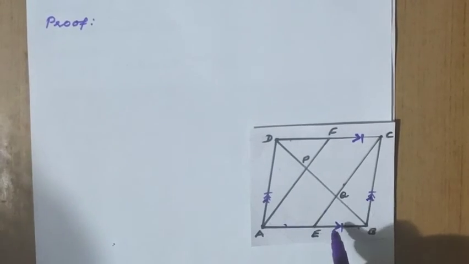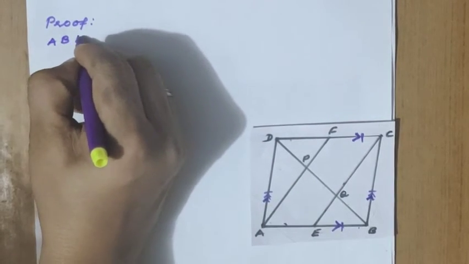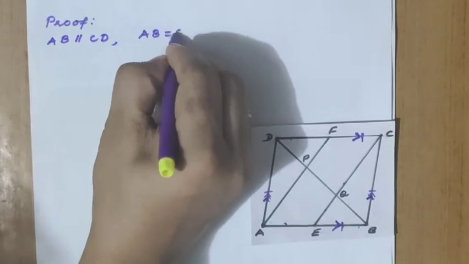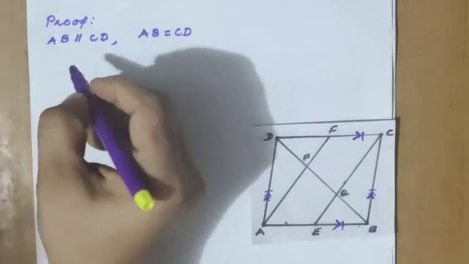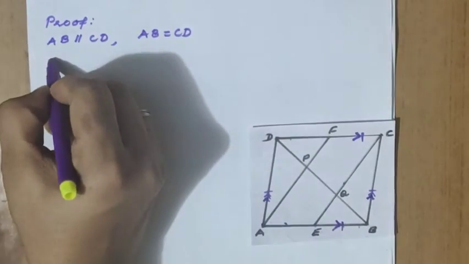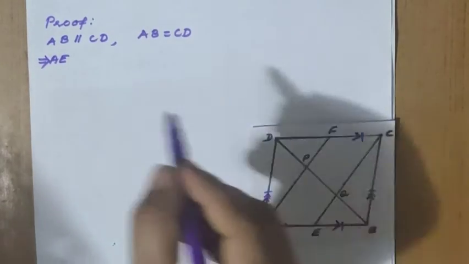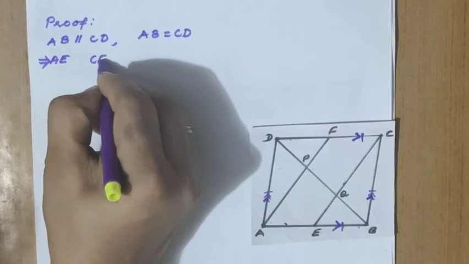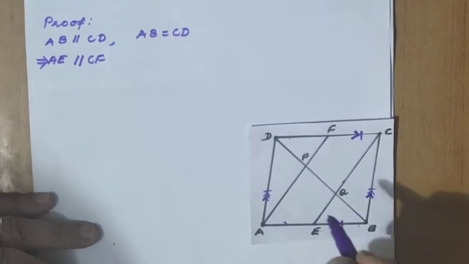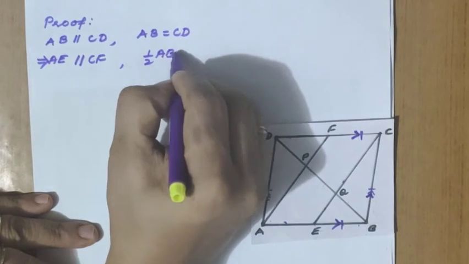So first step is that ABCD is a parallelogram, means we can write that AB parallel to CD, right? And AB equals CD. What is the reason? Opposite sides of the parallelogram. If AB parallel to CD, then the part of AB is AE. Then part of DC, we want to take it as CF. So CF only I am taking, AE parallel to CF. Next, AB equals CD. Then half of AB equals half of CD.